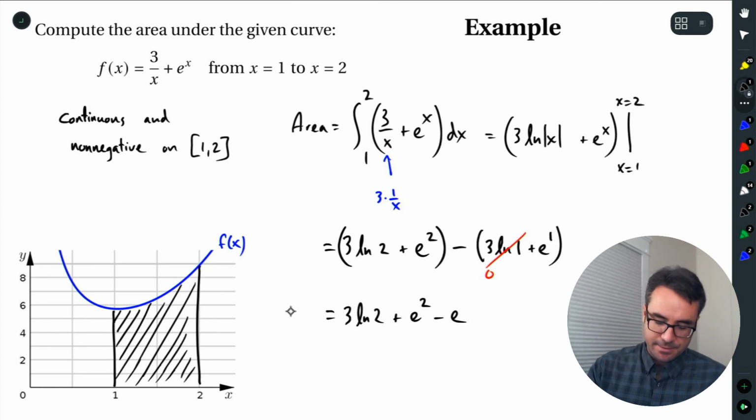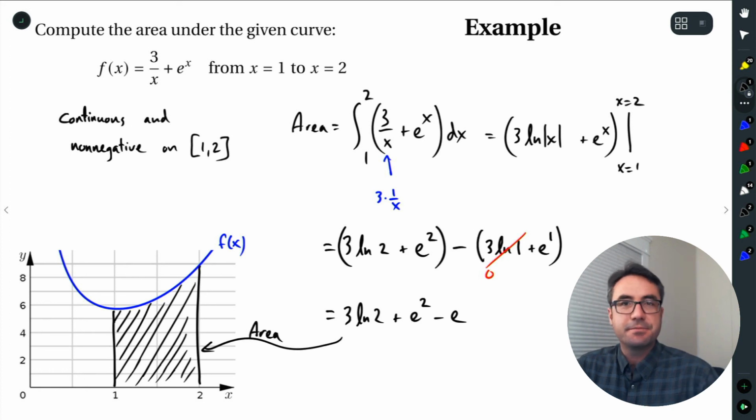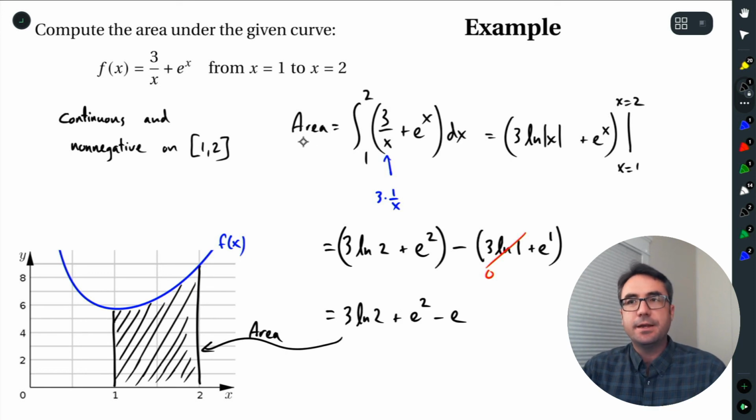And that's the area for that shaded region. So it turns out, pretty remarkably, that these definite integrals are really related to area calculations. And this is going to be a topic we explore over the next few lessons. All right, we're going to try another example like this. So we'll see you there.